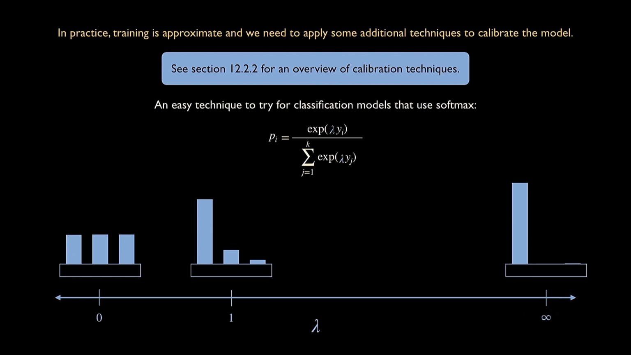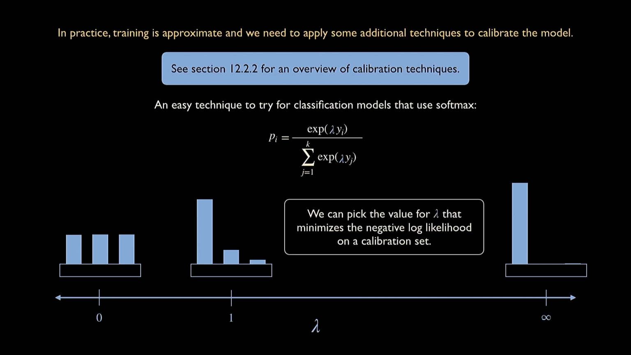And so ideally, we probably want to be somewhere in between here, but we know that this was not calibrated properly, and so we want to pick a value for lambda that gets us a better calibration. So again, we can pick a value for lambda that minimizes the negative log likelihood on a calibration set. So we have some set of data, we'll pick a value for lambda, compute the negative log likelihood on all of that data, and then pick the value for lambda that does the best. So I'll show you what that looks like real quick.